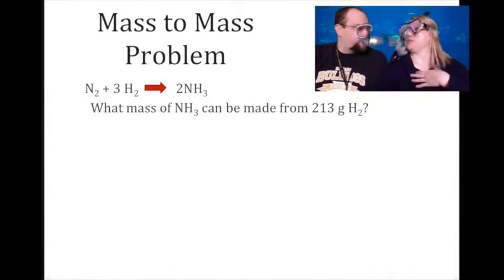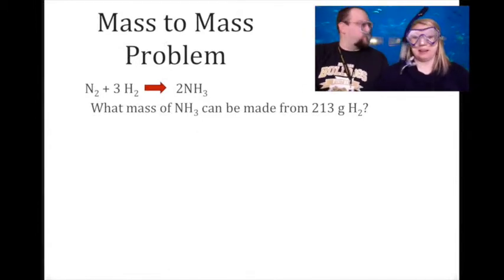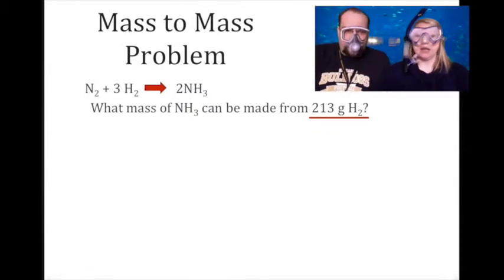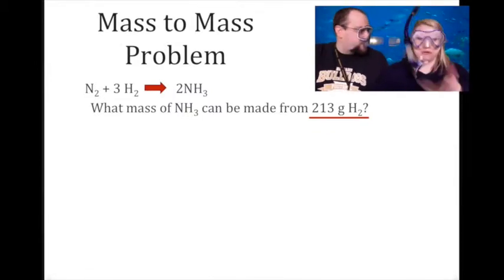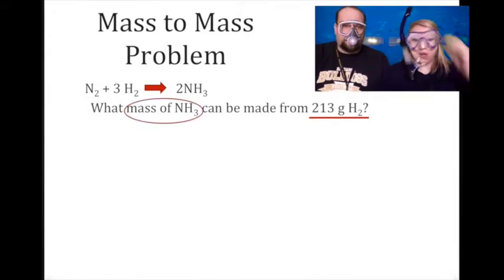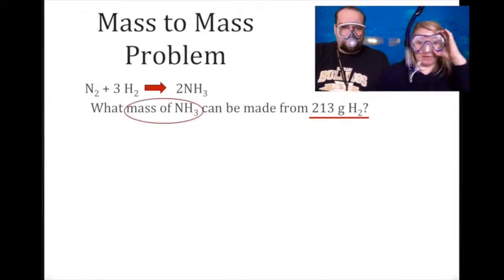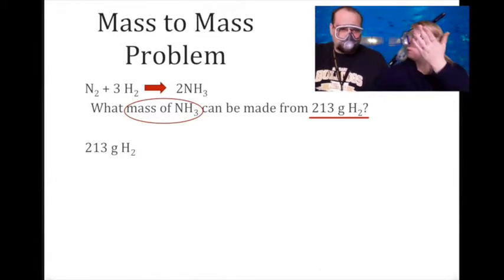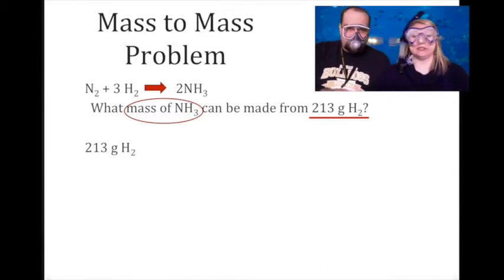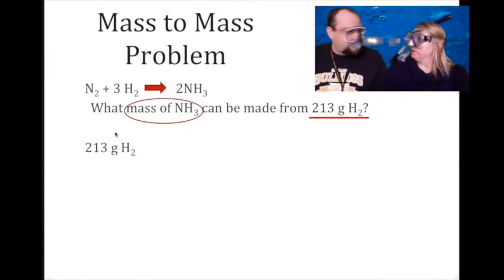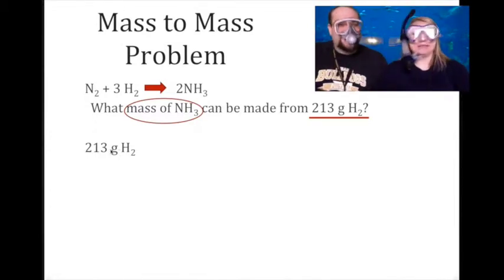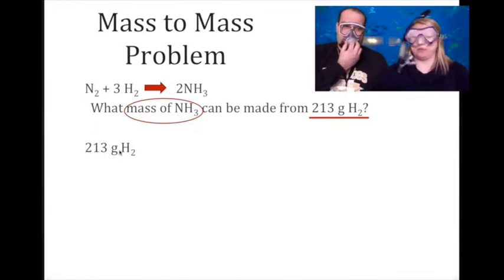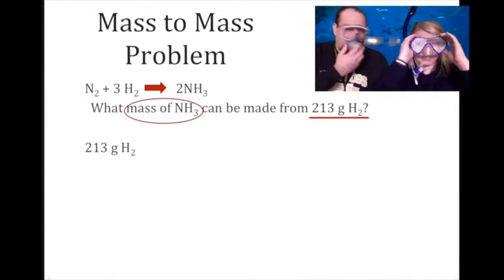Our first step is to underline what we're starting with, which would be 213 grams of hydrogen. What are we trying to find? The mass of ammonia, or NH3 in this case. Correct, so I'm going to circle that. Then I'm going to write down what I know first, which is what we underlined, 213 grams. And it's very important at this point that we write down the units, because they need to cancel out at the end.